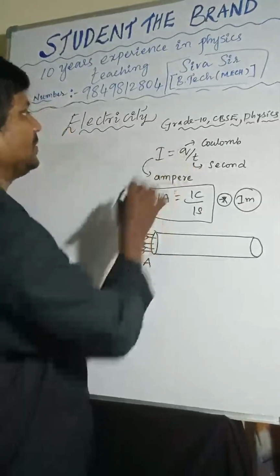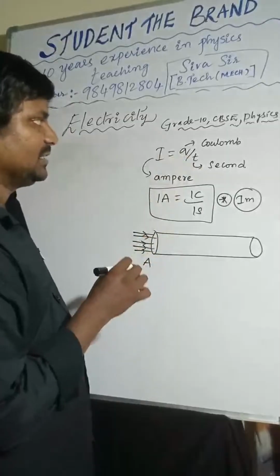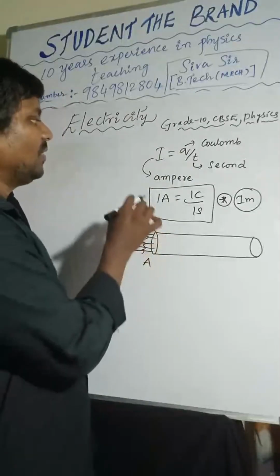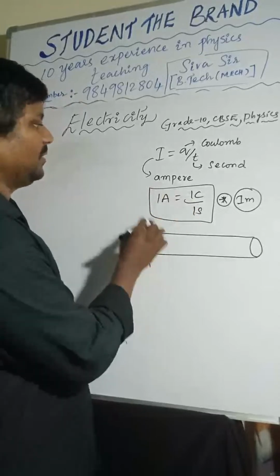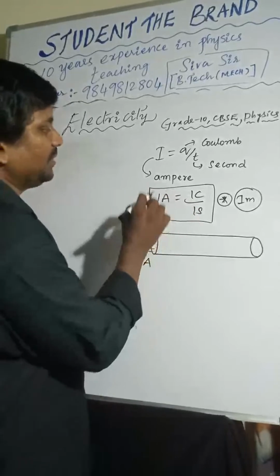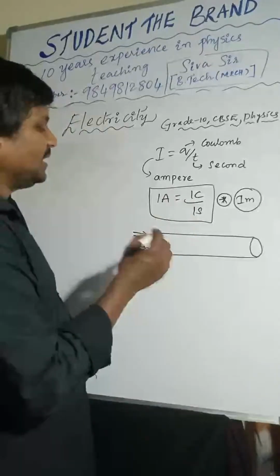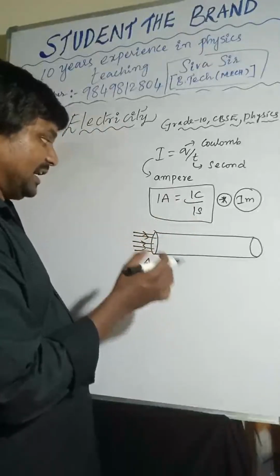So I equal to Q by T. The rate of flow of charge is called electric current. So 1 ampere equal to 1 coulomb per second. That is nothing but the rate of flow of charge.